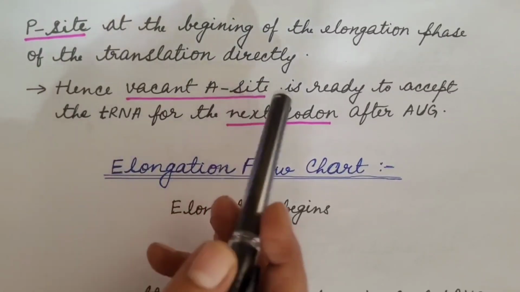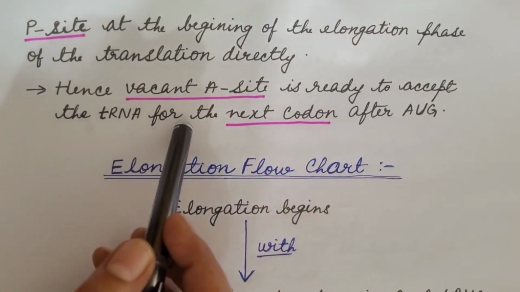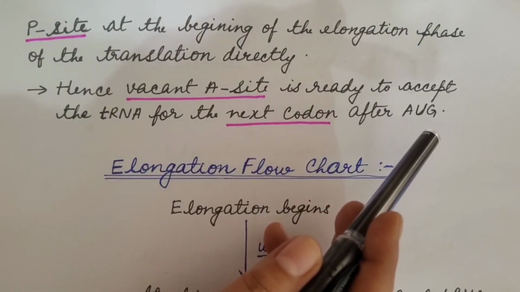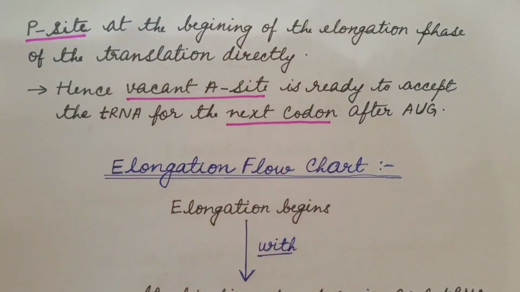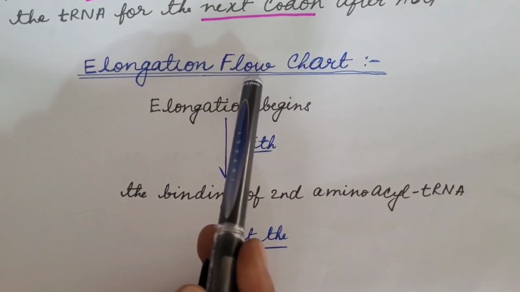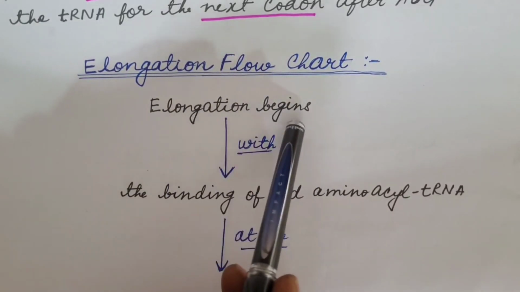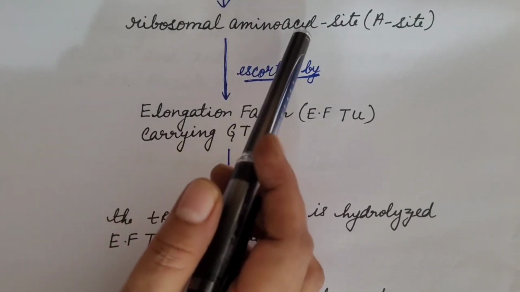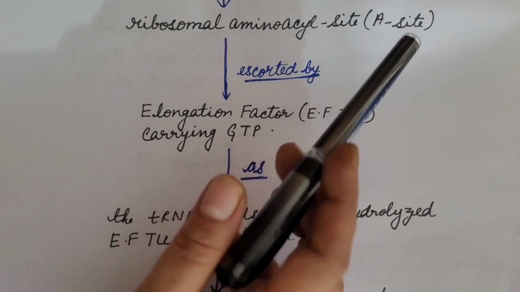Hence the vacant A site is ready to accept the transfer RNA for the next codon after AUG, and in this way elongation takes place. Now let us understand this elongation in brief with the help of this flowchart. Elongation begins with the binding of second aminoacyl transfer RNA at the ribosomal aminoacyl site or A site.